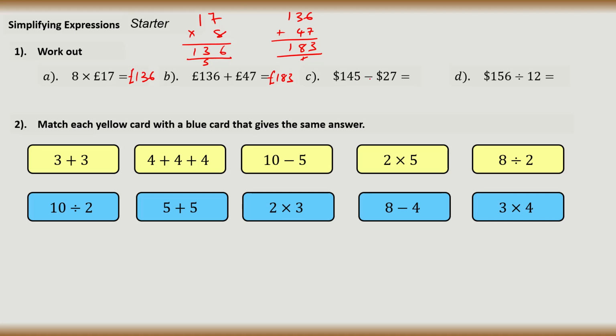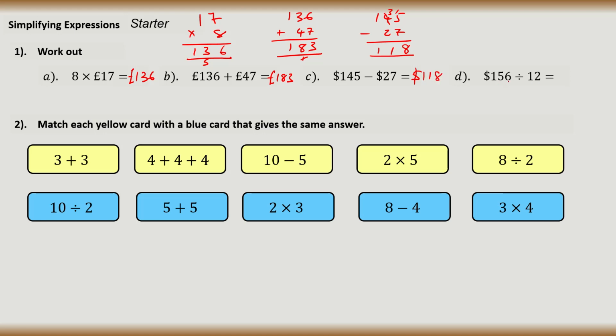Now we're subtracting dollars. So we've got $145. Take away 27. Forget the symbol. 5 take away 7. I can't do it because 5 is smaller than 7. So I borrow from the tens column. That goes down to 3. And now I've got 15 take away 7, which leaves me with 8. 3 take away 2, which is 1. And 1 take away nothing, which is 1. So that's in dollars. Let's not forget the symbol. That's 118.